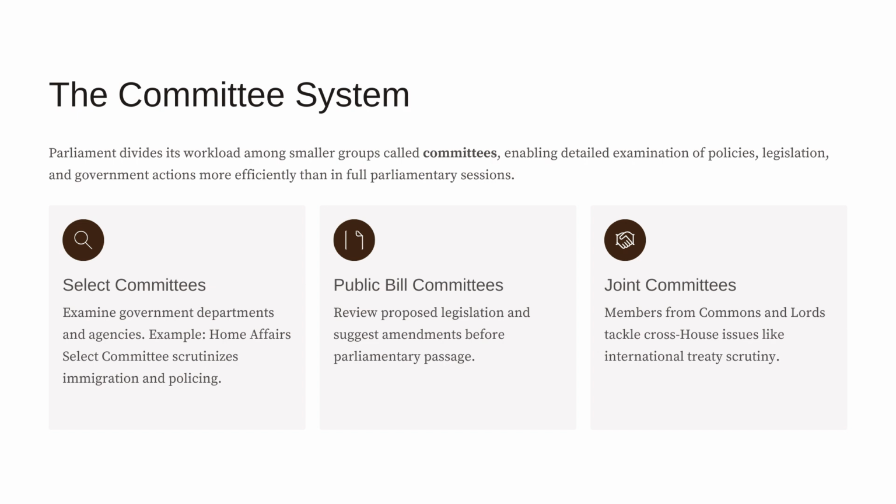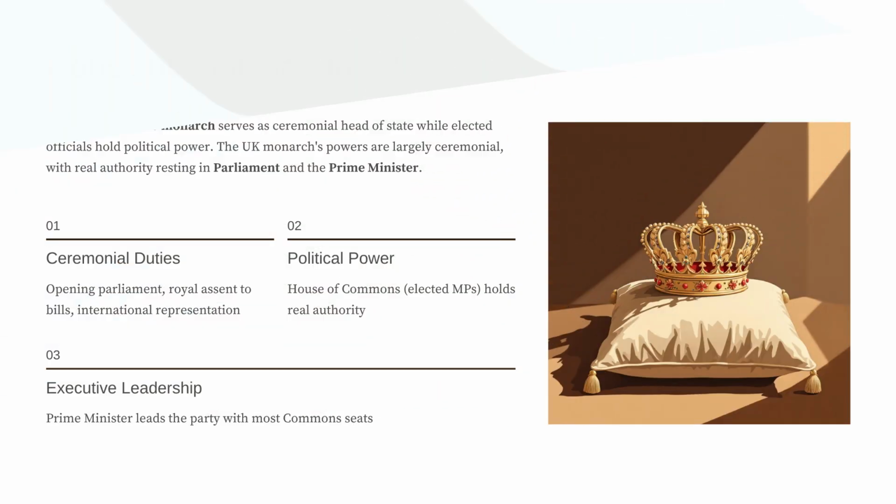Select committees examine government departments and agencies. Example: Home Affairs Select Committee scrutinizes immigration and policing. Public Bill Committees review proposed legislation and suggest amendments before parliamentary passage. Joint Committees. Members from Commons and Lords tackle cross-house issues like international treaty scrutiny.